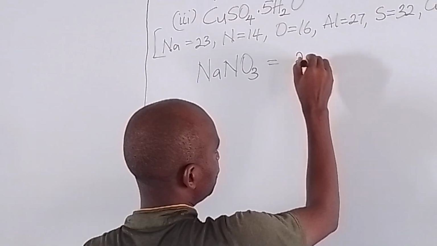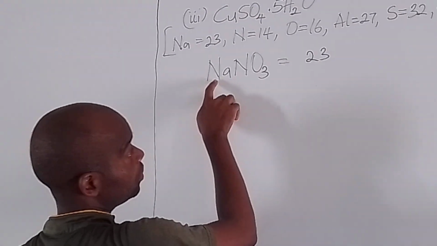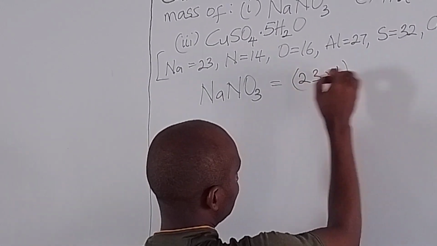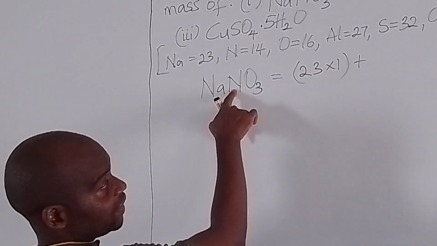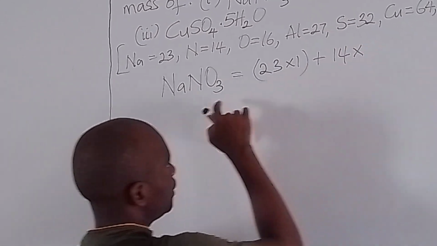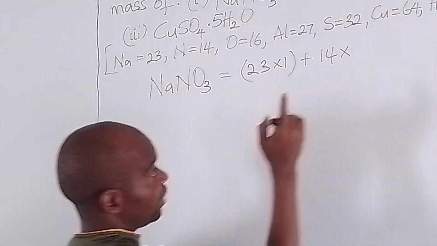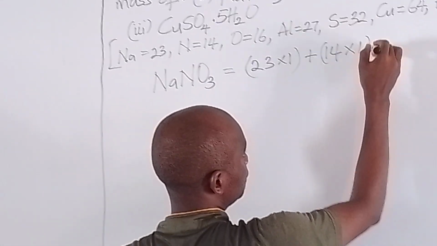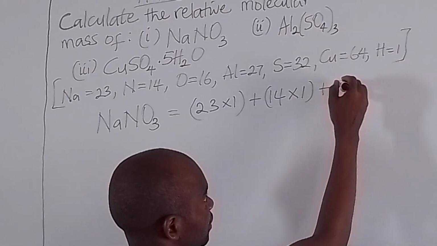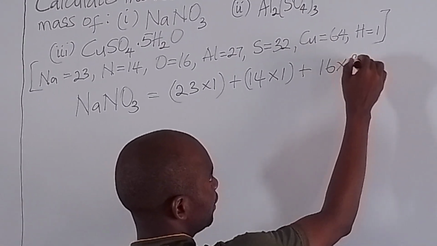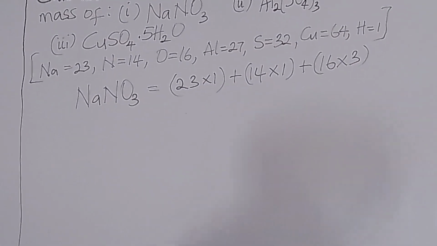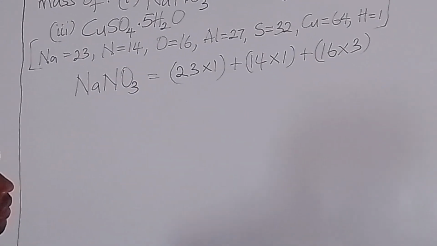So this will give us 23. And how many sodium atoms do we have here? 1. So 23 times 1 plus the mass number of nitrogen is given as 14. And how many nitrogen atoms do we have? 1. So we multiply by 1. Then finally, oxygen. The mass number of oxygen is given as 16. And there are 3 oxygen atoms in the compound.